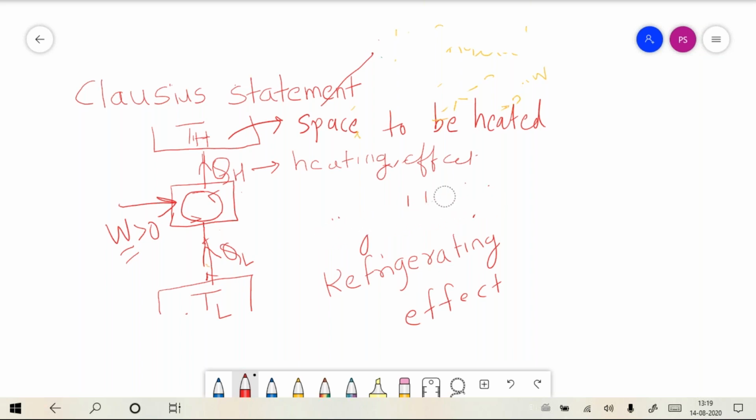So I'm not interested in this refrigerating effect. In fact, there is no refrigerating effect when we are talking about a heat pump. So when I'm talking about a heat pump, please note, the desired effect of a heat pump is to heat some room. Imagine that you are staying in some European hotel, and this is the room where you are staying.